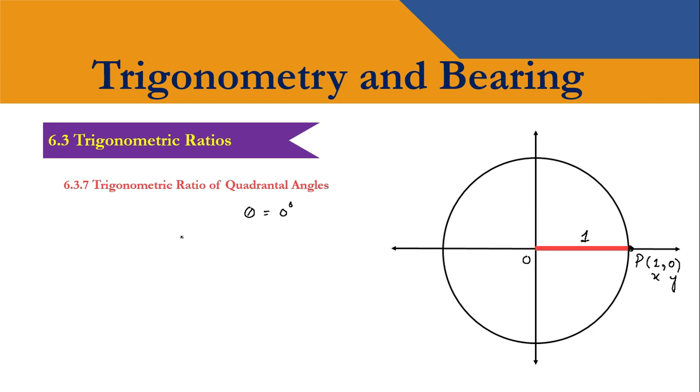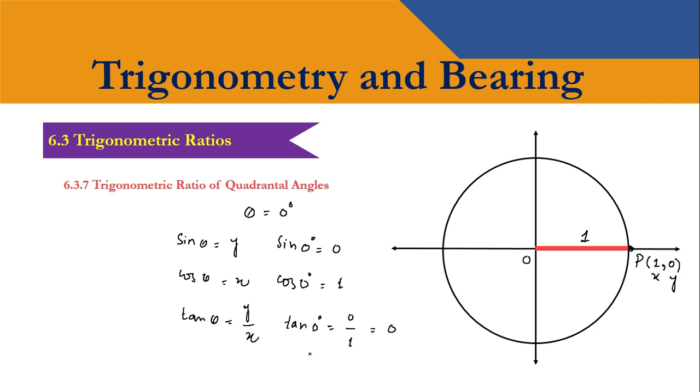As we know the trigonometric ratios in terms of the unit circle, sine theta is equal to y, cos theta is equal to x, and tan theta is equal to y divided by x. So for sine 0, the value of y is 0. Similarly for cos 0 degrees, the value of x is 1. So cos 0 is equal to 1, and tan 0 degrees is equal to y over x, which is 0 over 1, which is equal to 0.